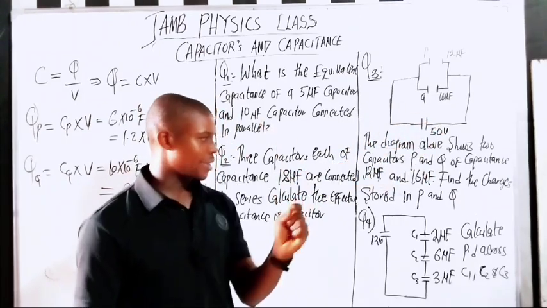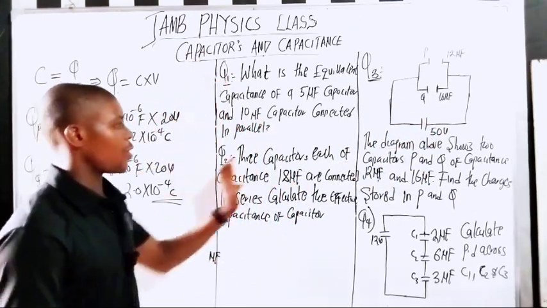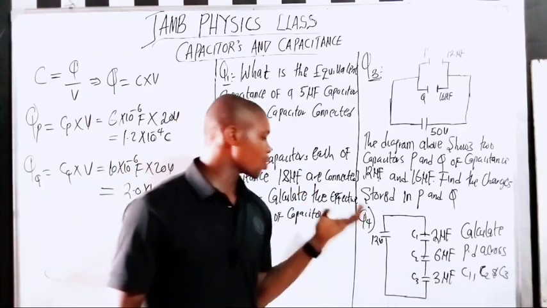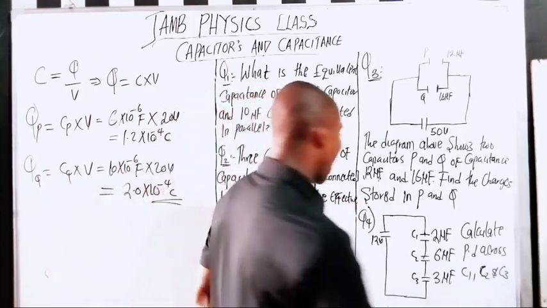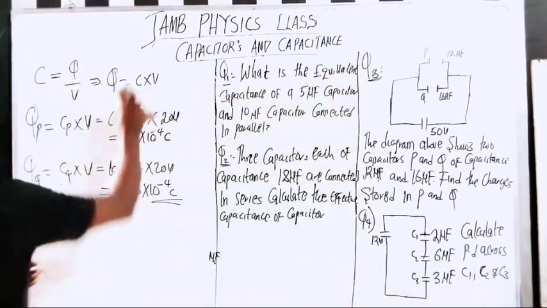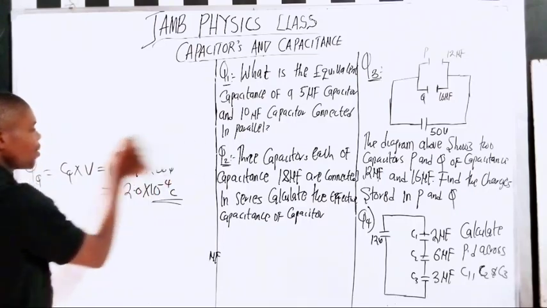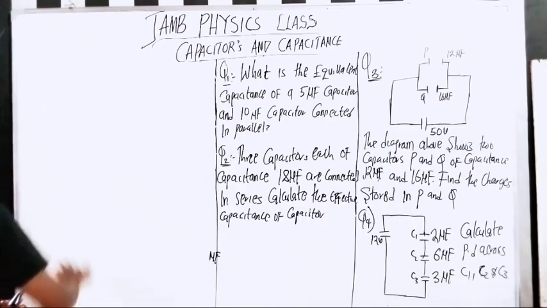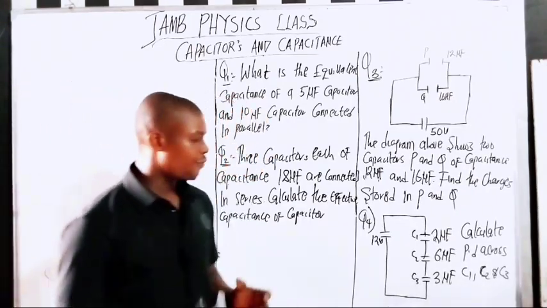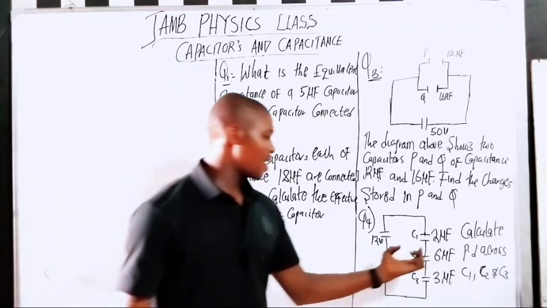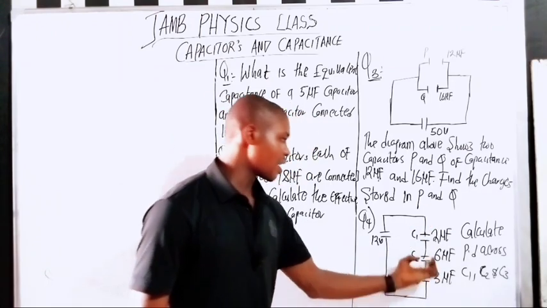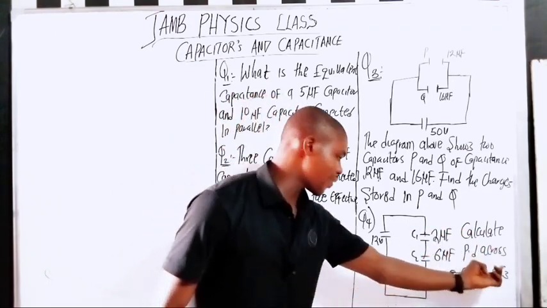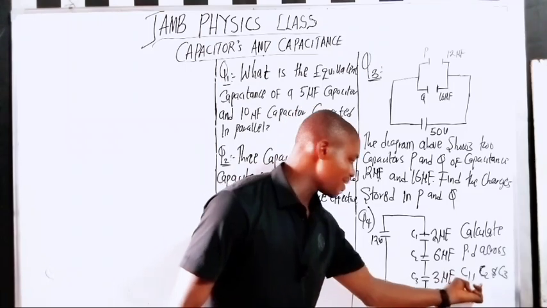Leave your answer in the comment section. So I'll give you number 1, number 2, and number 3 for you to try. So let's go with question 4. How do you answer question 4? If you look at question 4, these are connected in series. It says calculate the potential difference across C1, C2, and C3.